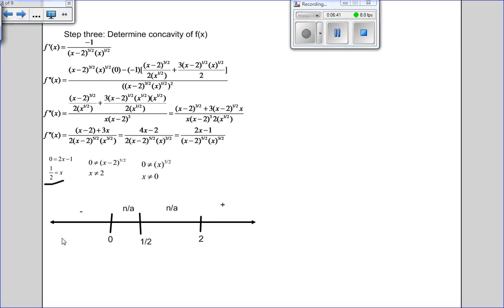We notice that in the interval from negative infinity to 0, the slope is decreasing, and from 2 to infinity, the concavity is upward, and the concavity is downward from the infinity.